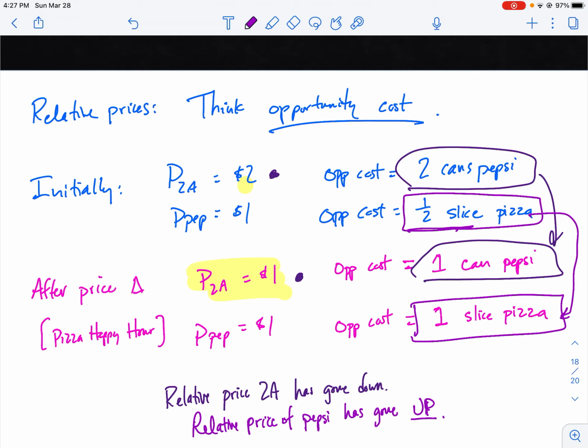The relative price of Pepsi has gone up, even though Pepsi used to cost $1 and now it costs $1. So in nominal terms, it hasn't changed. But because the price of pizza changed, the opportunity cost of Pepsi has changed as well. So you have to be alert and say, yeah, you know what? Even though Pepsi used to cost $1 and Pepsi still costs $1, Pepsi cost me more pizza than it used to because the nominal price of pizza went down. So in our example, pizza has gotten cheaper and Pepsi has actually gotten more expensive, right?